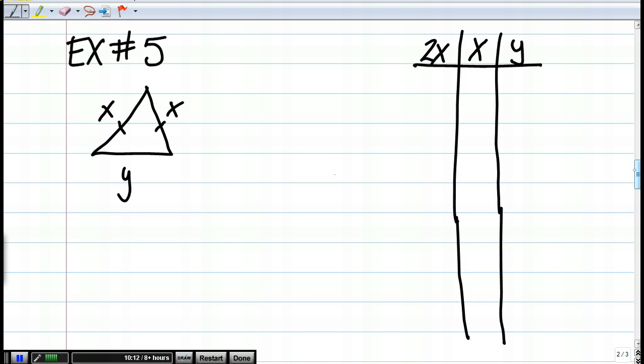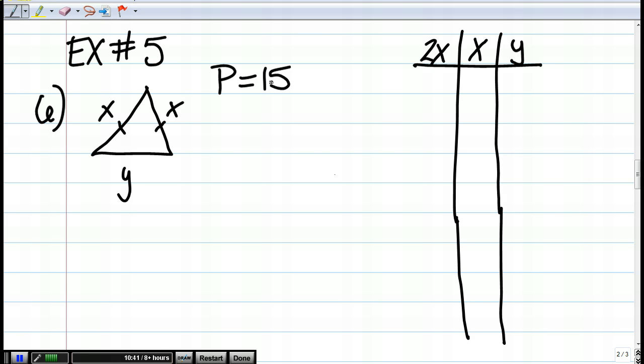Last one, number 5. It's on the next page. I'm sorry, this is actually example 5, but we're looking at number 6. It says an isosceles triangle has a perimeter of 15. Find the integral possibilities for the lengths of the sides in meters. Hint: the sum of the lengths of any two sides of a triangle must exceed the third side.